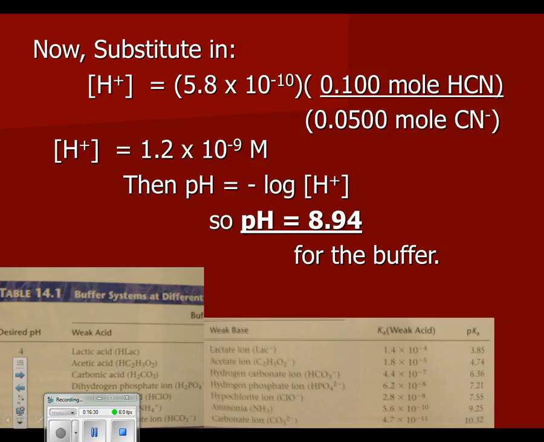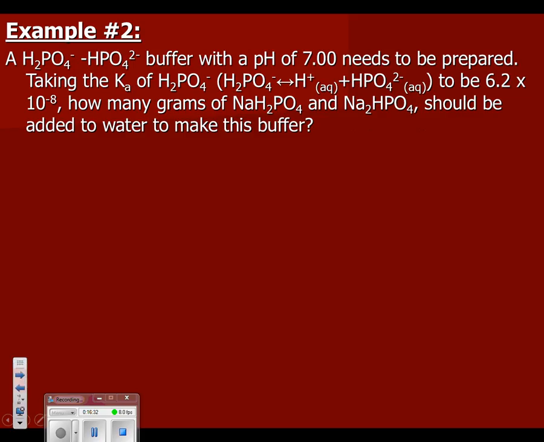Okay, so let's keep going. Let's do some more examples. So here I have an H2PO4 minus and an HPO4 2 minus buffer with a pH of 7 that needs to be prepared. So I'm now responsible for preparing this buffer. Okay, I'm going to take the Ka of H2PO4 because I can see that both of those are going to be in that equation. And it is 6.2 times 10 to the minus 8.